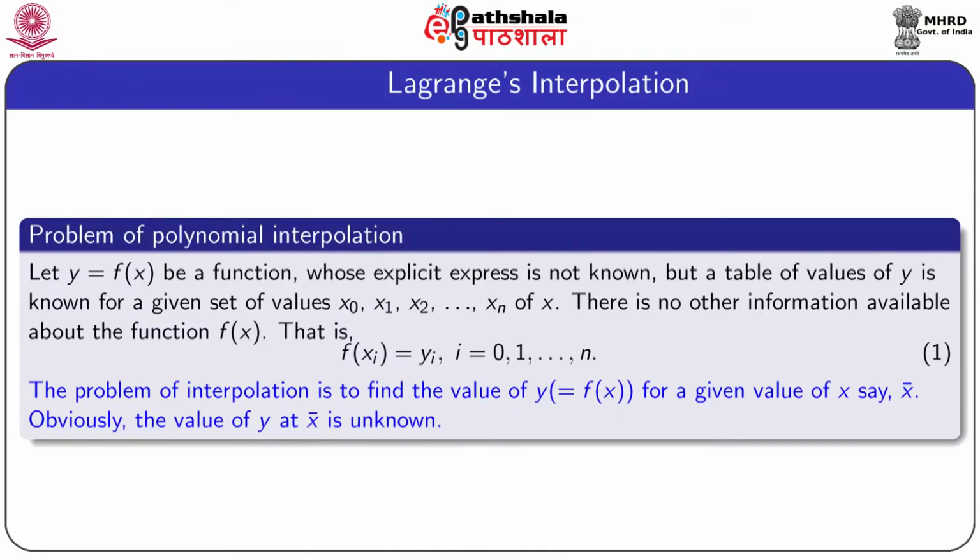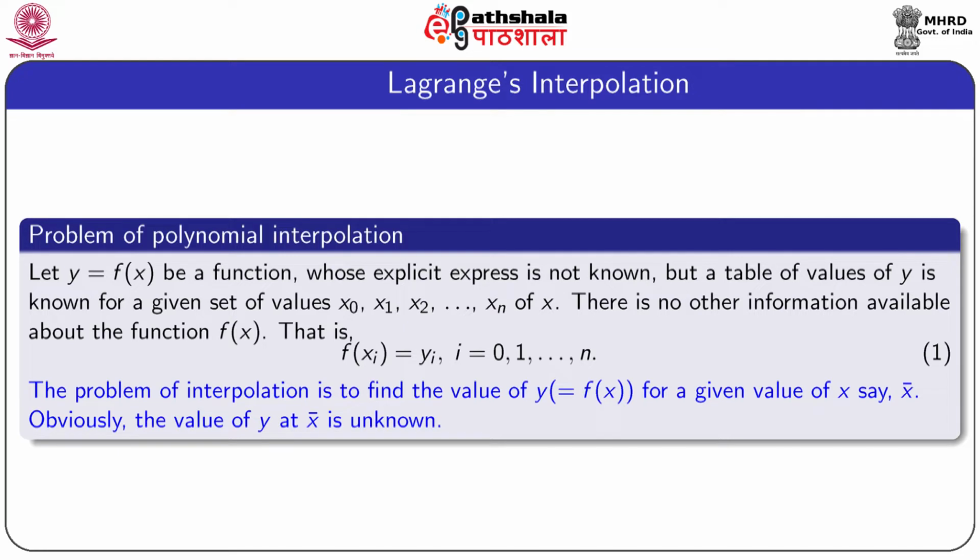Now, we formally define the problem of polynomial interpolation. In this problem, we assume that y equals a function f of x, but this function is not known explicitly. A table of values of y is given for certain values of x, say x 0, x 1, x 2 up to x n. These are called the arguments, and there is no other information available for this function, but the condition f of x i equals y i should be satisfied for all i equal to 0, 1 up to n. This is the major condition of the interpolating polynomial.